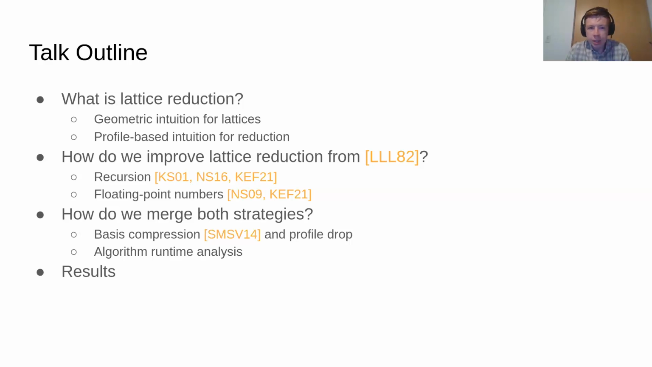Now, lattice reduction is slow, so there are a couple main candidates for how to improve it. And these different methods of improvement are sort of in conflict with one another. There's the recursive approach and the floating point based approach. And it's difficult to get both of these approaches working simultaneously.